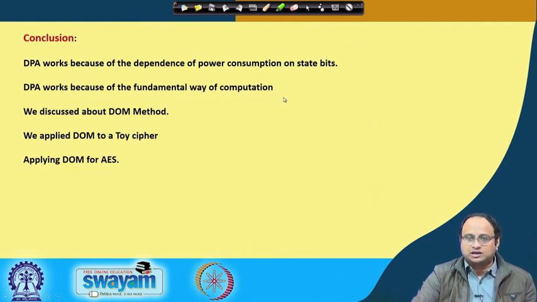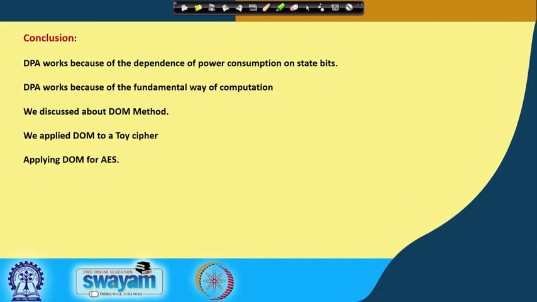We discussed in particular the difference of means, which is one of the classical forms of doing a side channel attack, and we also applied DOM to a toy cipher, which was implemented using the exponentiation routine, and we also applied DOM for AES. In particular, we applied DOM for the Advanced Encryption Standard and saw how it can work both from the ciphertext as well as from the plain text. We also tried to understand how DOM works in a very generic setting, and with this background we should be able to write a simple program to automate the calculation of the difference of means. So let me stop here, and thank you for your attention.